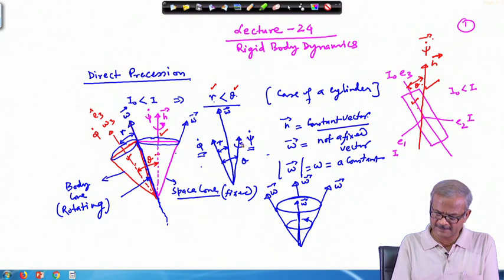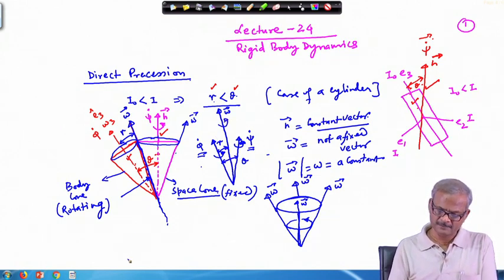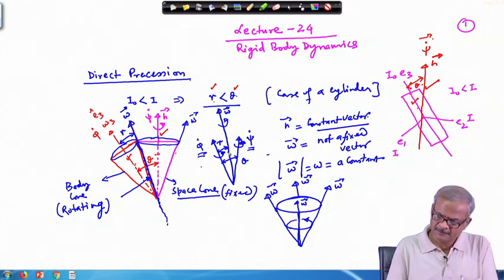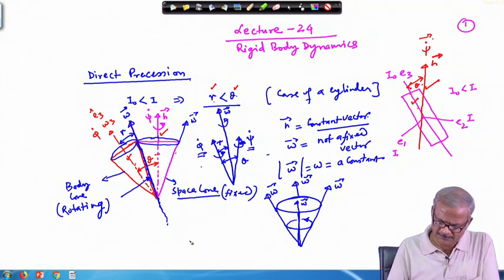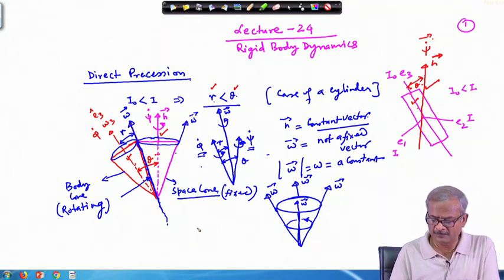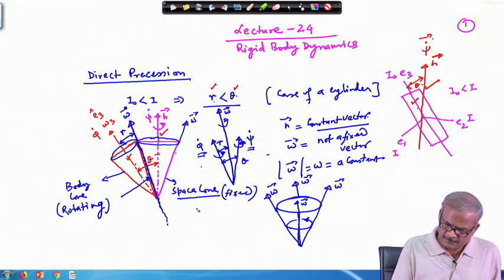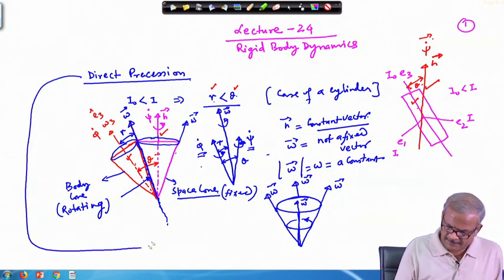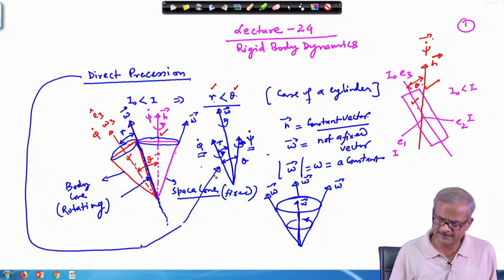Here the sense of rotation is like this, and the sense of rotation of this is also like this, anti-clockwise. Both have exactly the same sense, and therefore, you can derive some simple relationships. Now, before going into anything else, I will state that this direct precession directly comes from this figure.